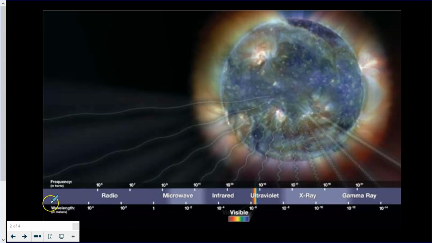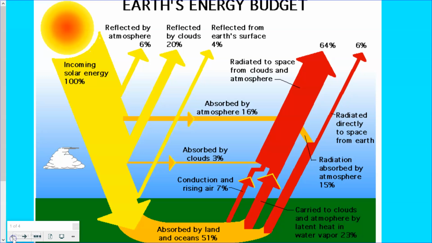So, quick review, remember our low energy waves are radio waves and microwaves. Our medium energy waves are infrared and ultraviolet, which we'll be talking a lot about in this unit. And our high energy rays are X-rays and gamma rays. And the sun is emitting all of these wavelengths and they are hitting the Earth. So going back to this, question number 1, the types of radiation are all of the different types of waves: radio waves, gamma waves, visible light, all of them.